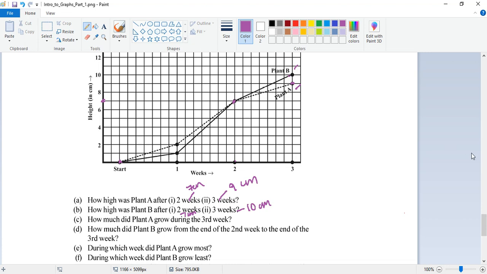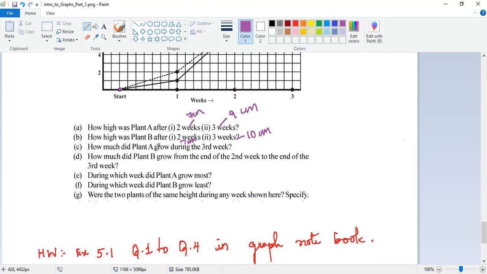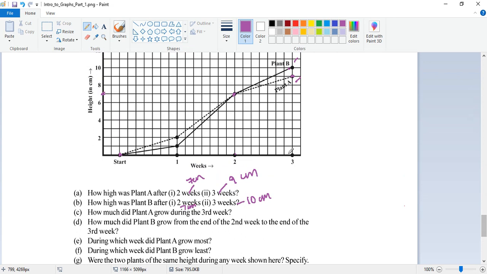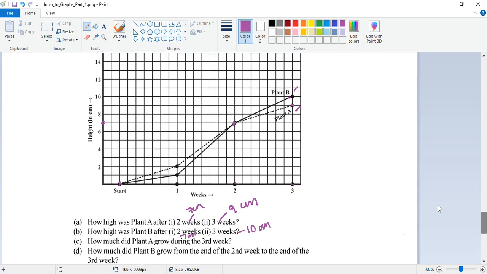Then come to the next one. How much did plant A grow during the 3rd week? So plant A grew up to 9, right? See how much it is growing. It is growing from the 2nd week to the 3rd week, from 7 to 9. So 7 to 9, it has grown 2 centimeter, right? So 9 minus 7, which is 2 centimeter.